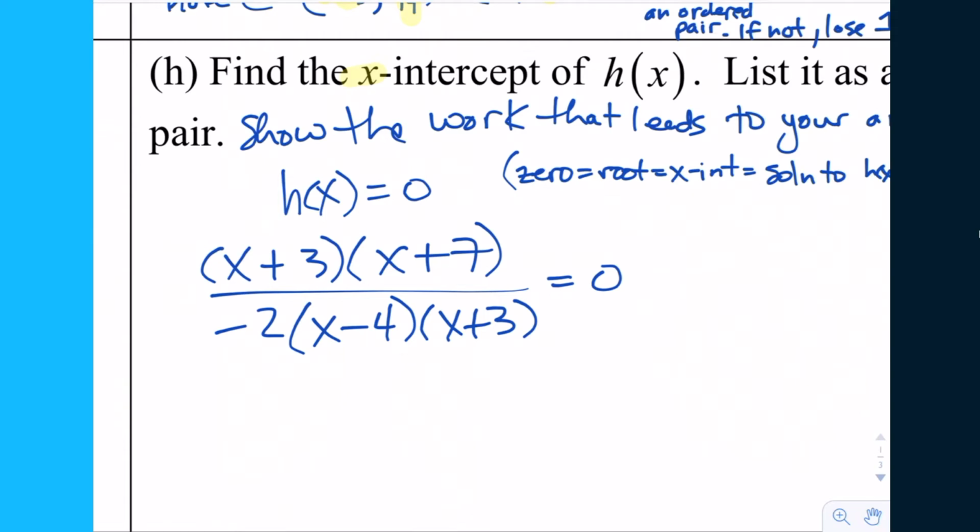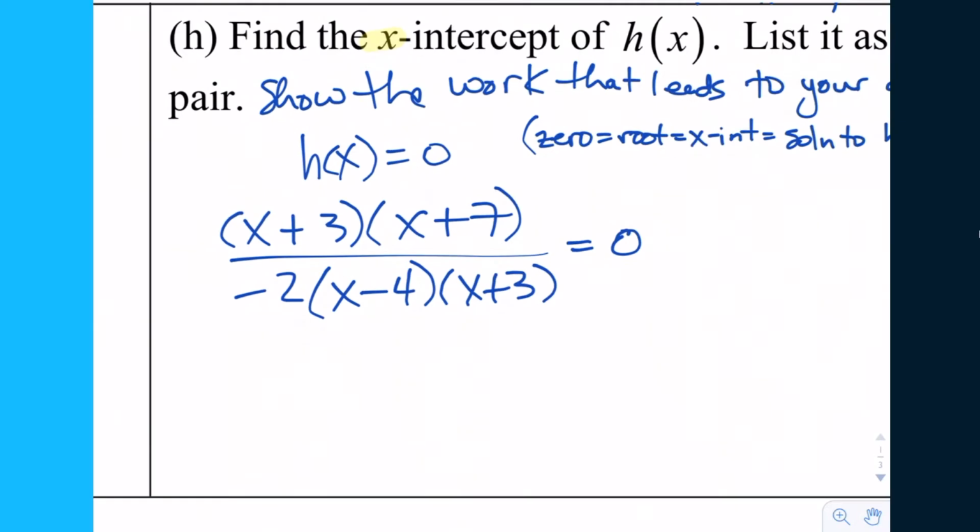Now here's where you'd have to be careful. I wrote this up on the board. It was in your notes as well. 0 over 0 means hole. Non-zero over 0 means vertical asymptote. 0 over non-zero means 0, x-intercept or root. So here's where you'd have to be careful. It comes down to the ratio is going to equal 0 when the numerator is equal to 0.